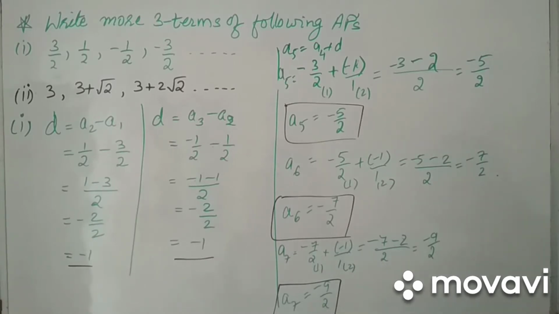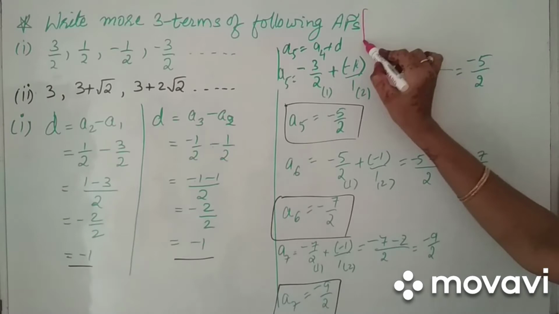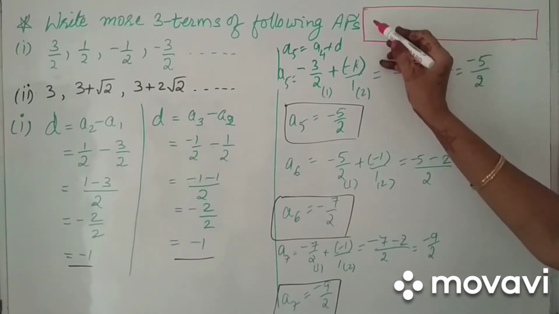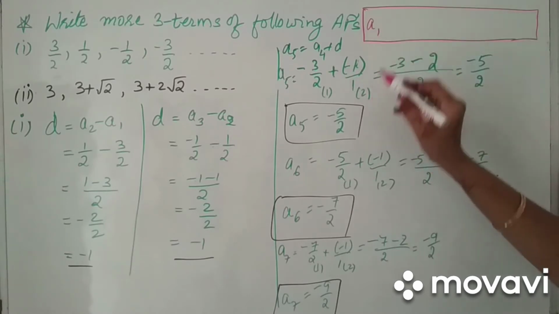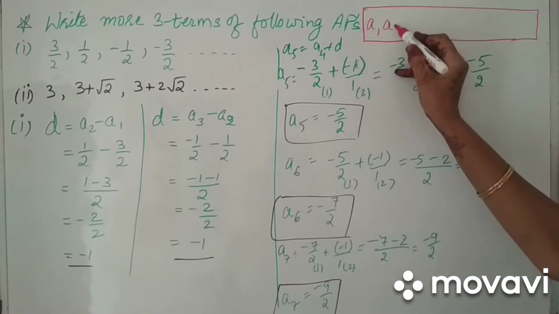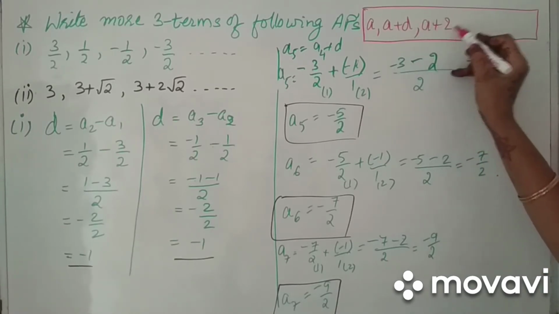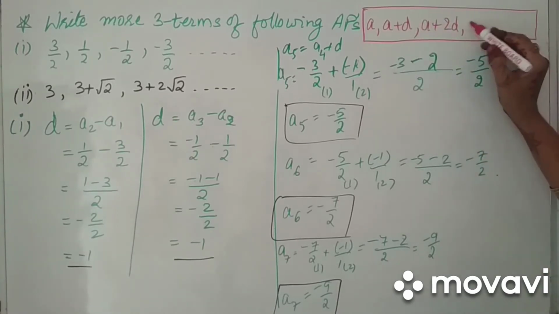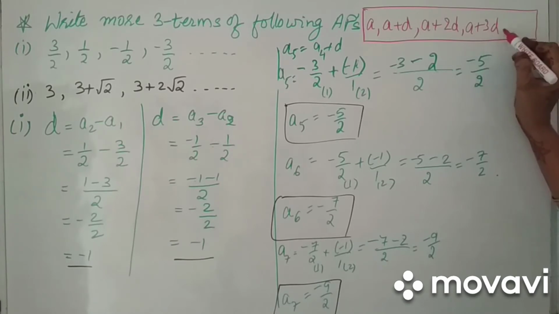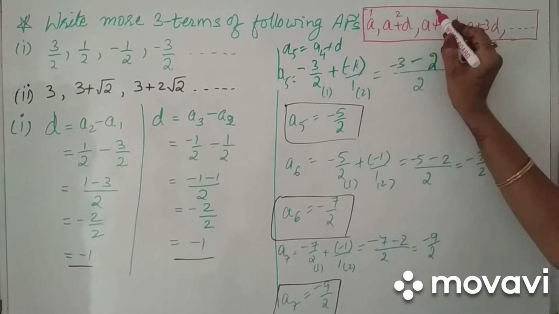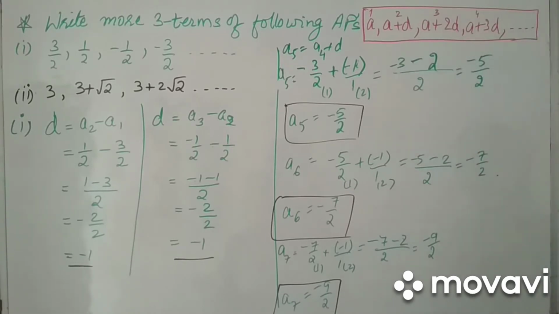So from this, we derived one formula for how to get the terms of an AP. This is my a, the first term. This is a plus d, the second term. a plus 2d, the third term. a plus 3d, the fourth term, and likewise it will go on.